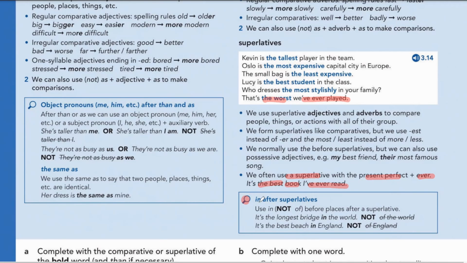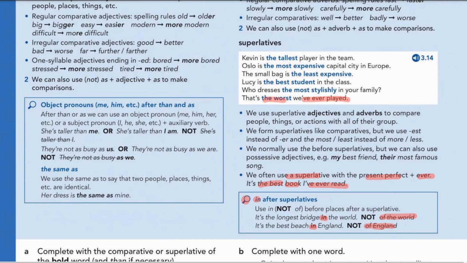Last one, we use in with superlatives. We don't say of the world. We don't say of England. In some other languages, it's okay to say of when you translate. But in English, we say in the world, not of the world. It is the longest bridge in the world. It is the best beach in England.